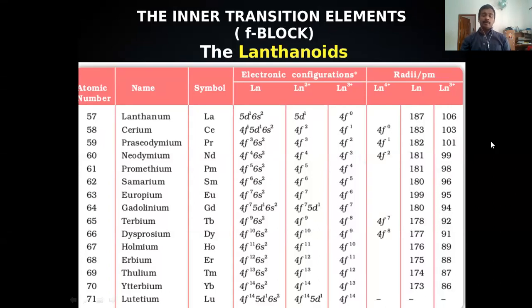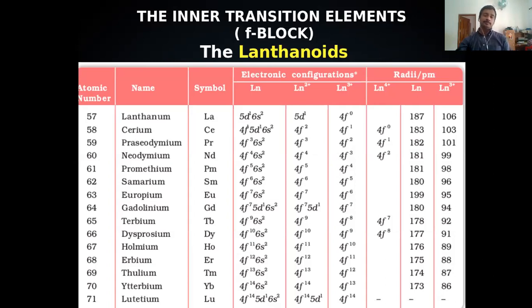From its electronic configuration, we can identify its oxidation state. For example, you will see lanthanum. When it removes these 3 electrons, it will get noble gas configuration. So +3 is the stable oxidation state. Similarly, in the case of cerium, it can remove these 3 electrons, so +3 is a possible oxidation state, but if it can remove all the 4 electrons, it will get noble gas configuration.